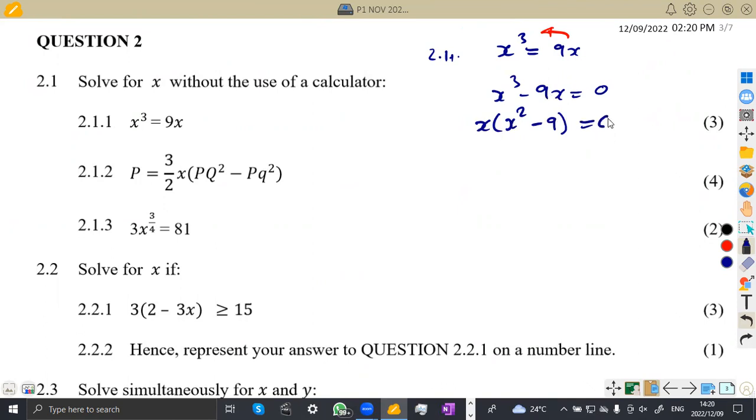X and x will cancel, is equal to 0. Yes, you have factored out x, but what is remaining is actually the difference of two squares. X squared is a perfect square. 9 is a perfect square. This can be written as x squared minus 3 squared.